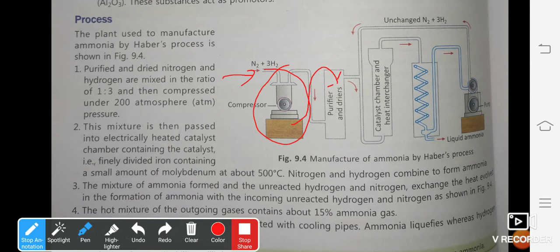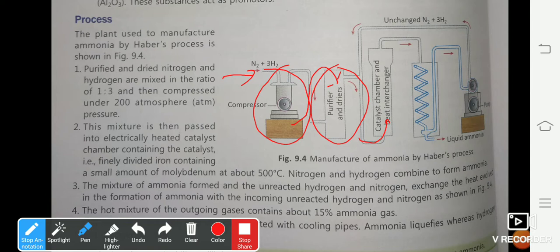All right. And before undergoing the catalytic reaction, it is purified and dried. Because please remember, ammonia is highly soluble in water. So the gases which we are using, that is nitrogen and hydrogen, should be completely dried. Now this dried gas is passed through a catalytic chamber. In the catalytic chamber, we have iron and molybdenum. Now please remember, iron acts as a catalyst and molybdenum acts as a promoter.